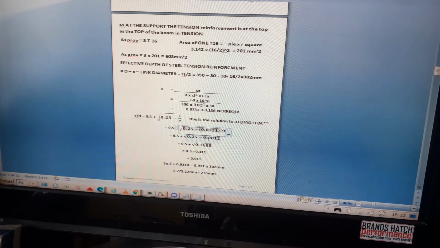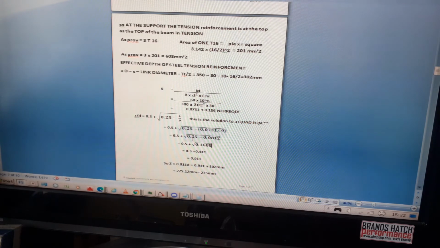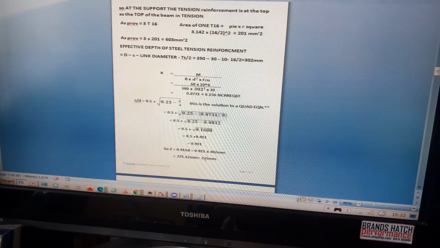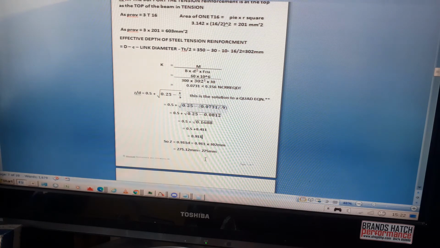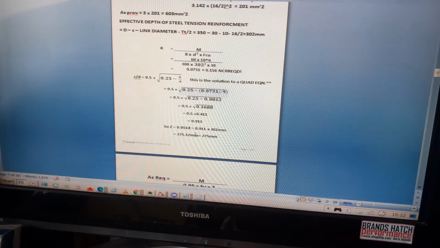That is the same as 0.5 plus the square root of 0.25 minus 0.0812, which is equal to 0.5 plus the square root of 0.1688. And that is equal to 0.5 plus 0.411. So Z over D equals 0.911. So Z equals 0.911 times D, which is 0.911 times 302 millimeters. And that is equal to 275.12 millimeters. It's basically 275 millimeters.